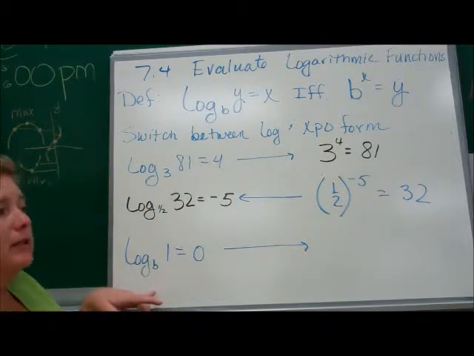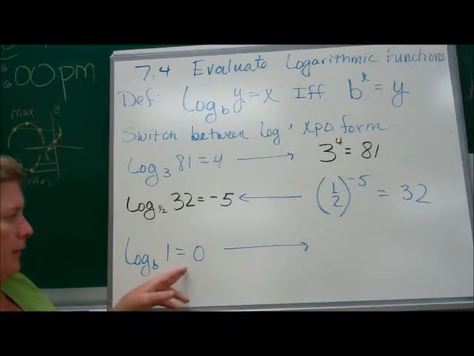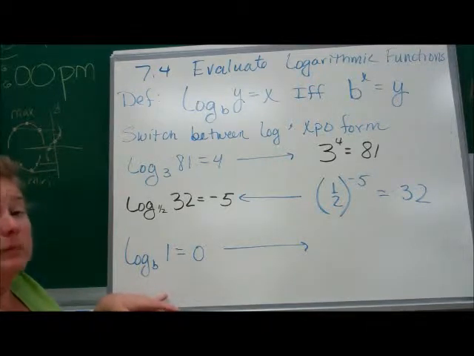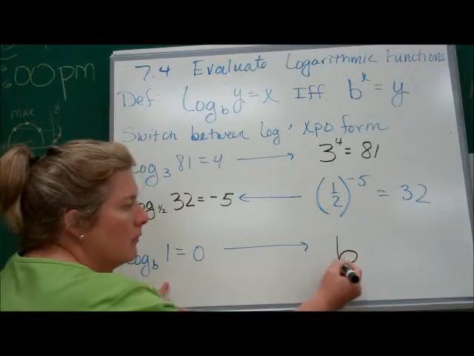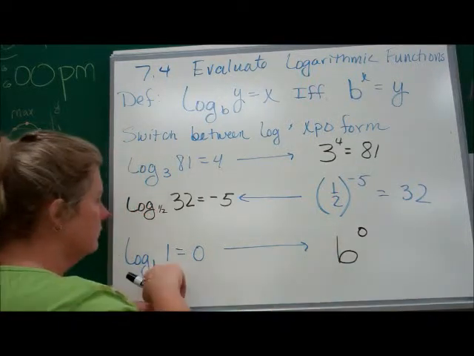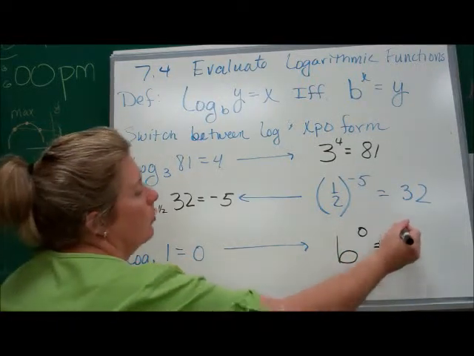And then the last one is log base b of 1 equals 0. I left base b as b because any number to the 0 power equals 1.